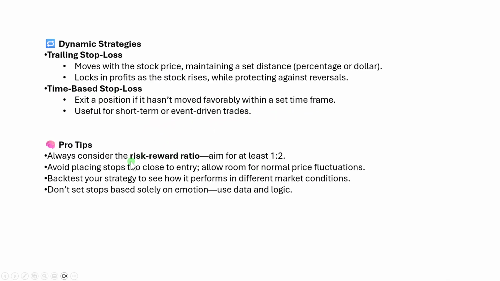You always want to know what your risk-reward ratio is, so you aim for at least 1 to 2. So the ability to make $2 if you're investing 1. Avoid placing stops too close because they'll get stopped out very quickly. So you want to allow room for normal price fluctuations. If you can, backtest your strategy to see how it performs, and don't set stops based solely on emotion. Use data and logic. And that's a really important point right there.